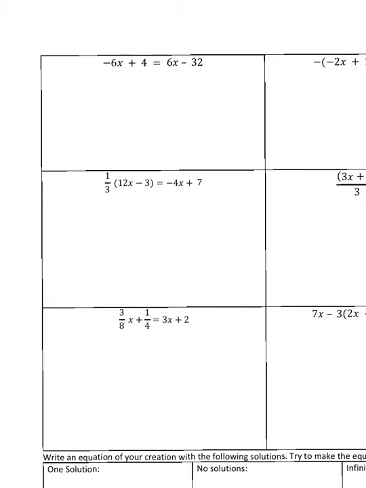When you're looking at this equation, you'll notice that our x's are actually different from one another. I'm going to move the smaller x so that I can deal with positive x's only. I'm going to move that x by adding 6x to the right side. Now we have 4 equals 12x minus 32. In this case, our x's did not cancel, so we'll continue solving.